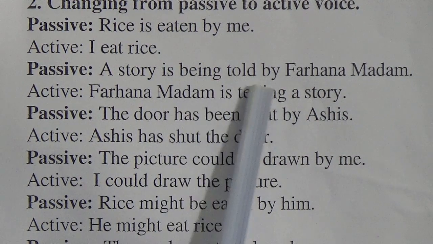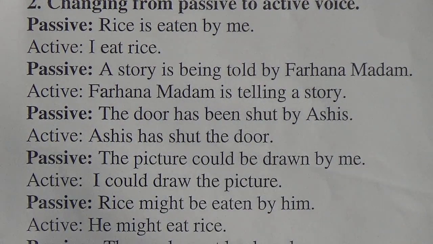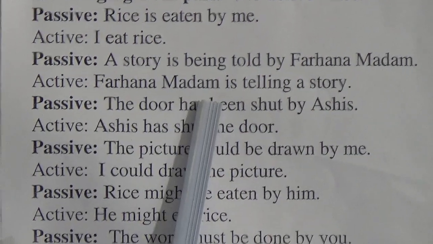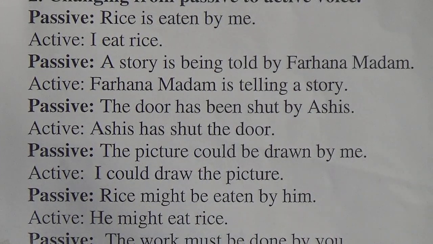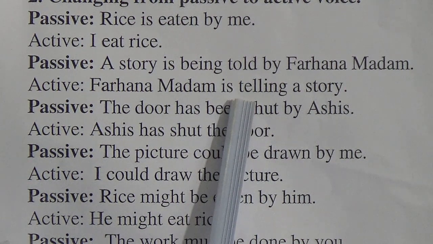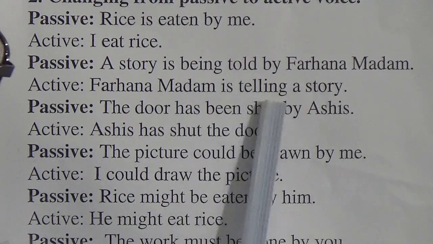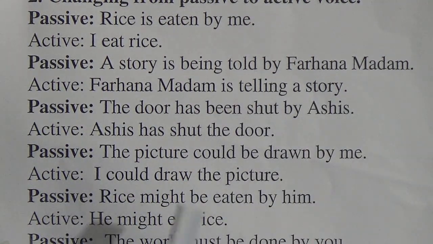A story is being told by Farzana madam. So this is a passive voice. We will make it active. So Farzana madam, the object, will be the subject, Farzana madam. As is being is the auxiliary verb of present continuous tense, that's why we will make it present continuous tense. So Farzana madam, verb is telling, the subject becomes the object, a story. We have done it, active.